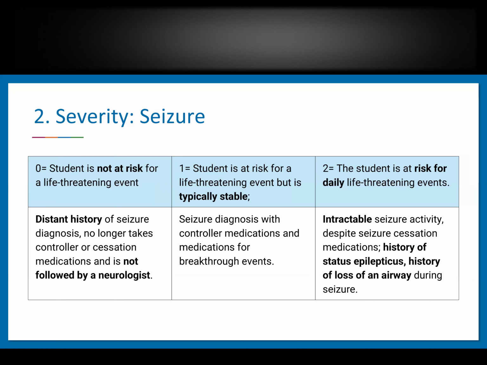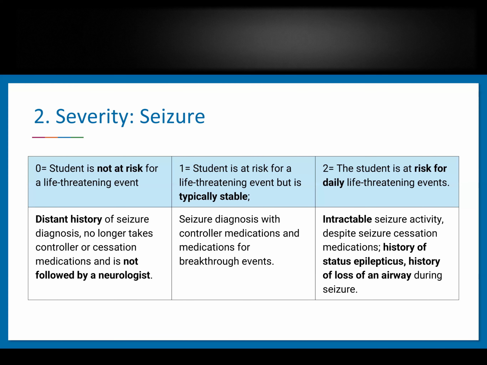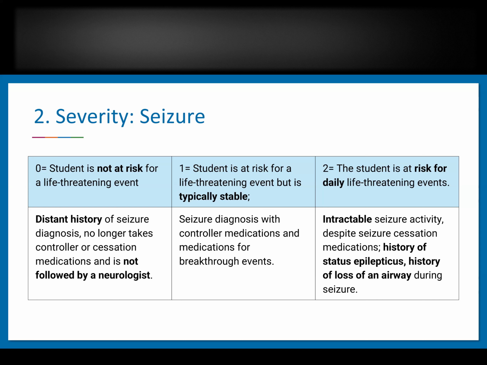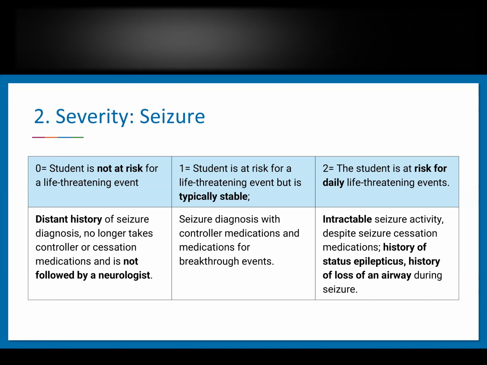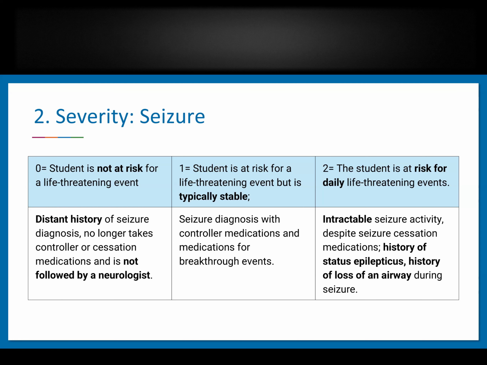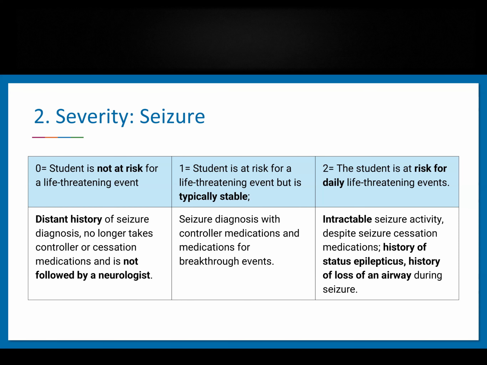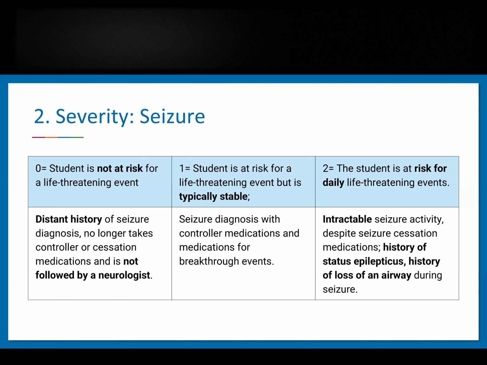Now consider a student with seizures. The relative risk for a student with a distant history of seizure diagnosis who no longer takes controller or seizure cessation medication and is no longer followed by a neurologist is lower than a student with a seizure diagnosis who experiences breakthrough events. Alternatively, a student who has intractable seizure activity despite seizure cessation medication and a history of status epilepticus or respiratory distress or failure connected to seizure events will be at higher risk. Consider also if the student recognizes and can avoid triggers.